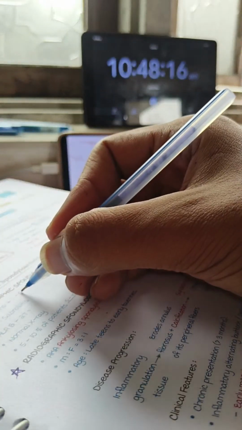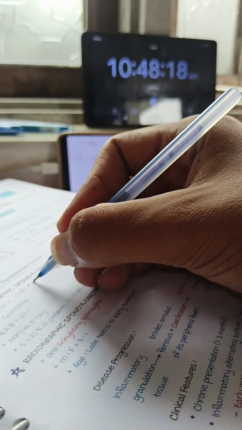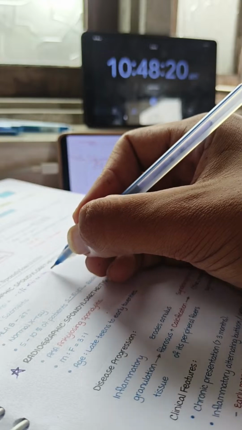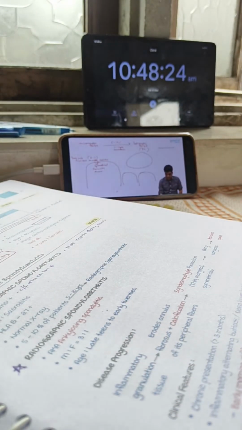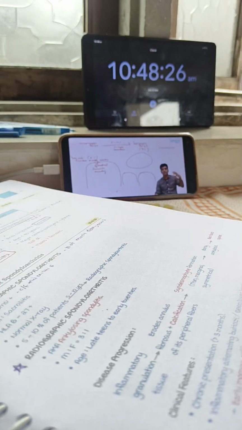So the hallmark is going to be sacroiliitis. It is going to be a bilaterally symmetrical sacroiliitis. We'll see the symptoms and all that. Bilaterally symmetrical sacroiliitis, and it is going to ascend upwards, and of course have a spinal fracture as it keeps on ascending.